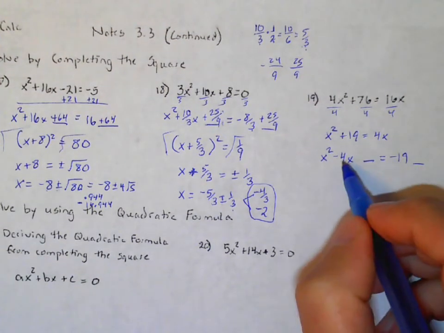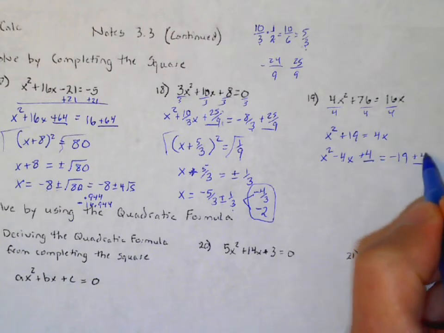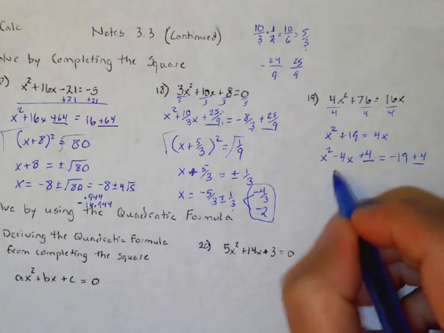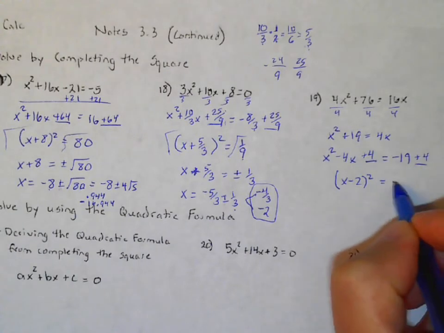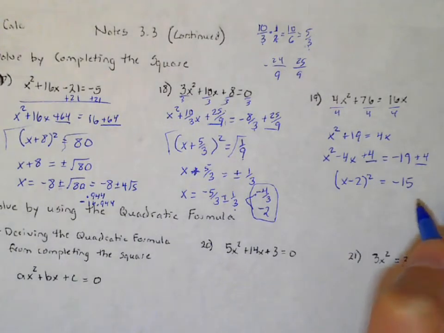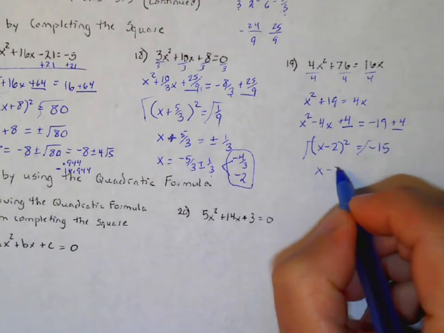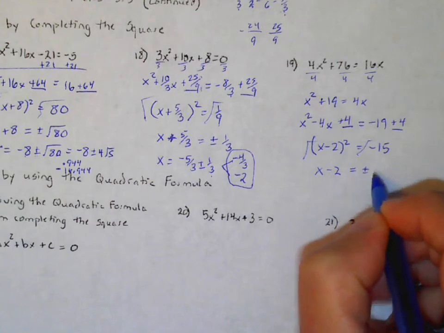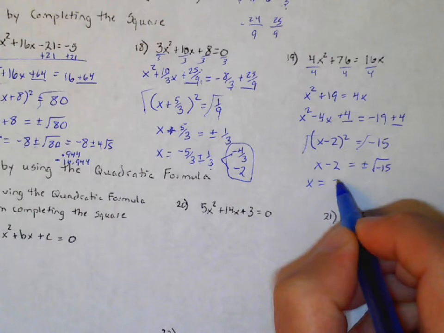So half of this is negative 2. Negative 2 squared is 4. So complete the square by adding 4. This right here is x minus 2 squared, and this right here gives you negative 15. So now, take the square root of both sides. Plus or minus the square root of negative 15. Add 2 to the other side. So you have 2 plus or minus.